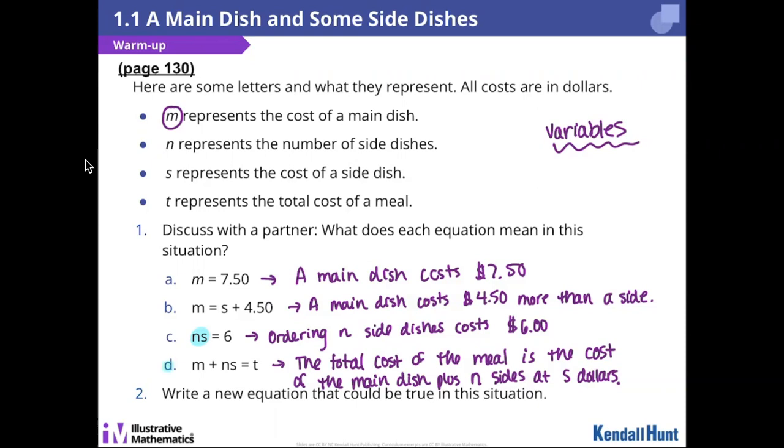Question D here says if I take M plus NS equals T, this is really just telling us that if I find the total cost of what this meal was, we're taking whatever the main dish was and adding to it whatever the cost of your side dishes were.